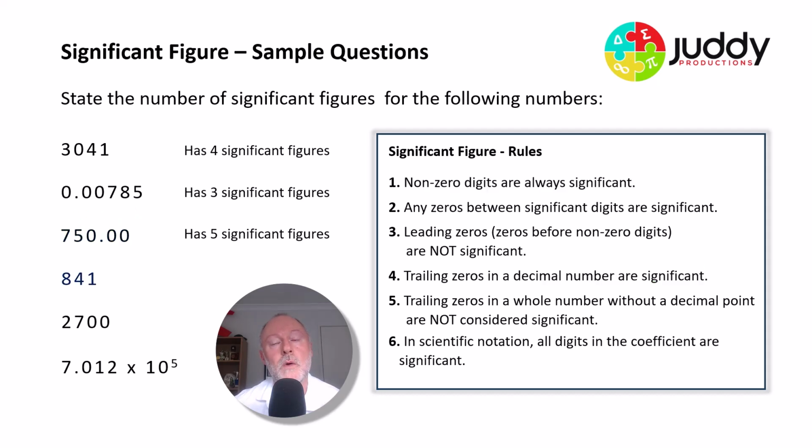The number 841, very straightforward. This is just following rule number 1. All non-zero digits are always significant. So this number has three significant figures.